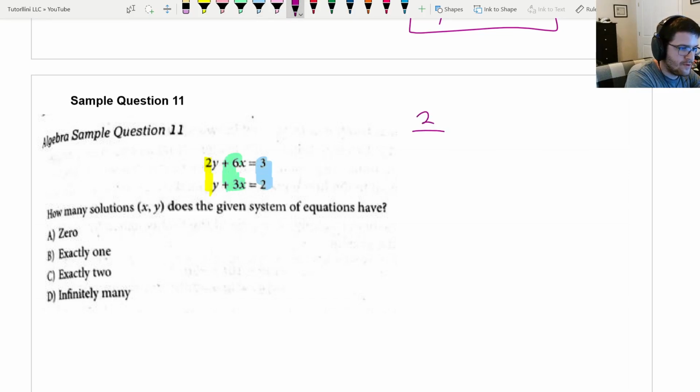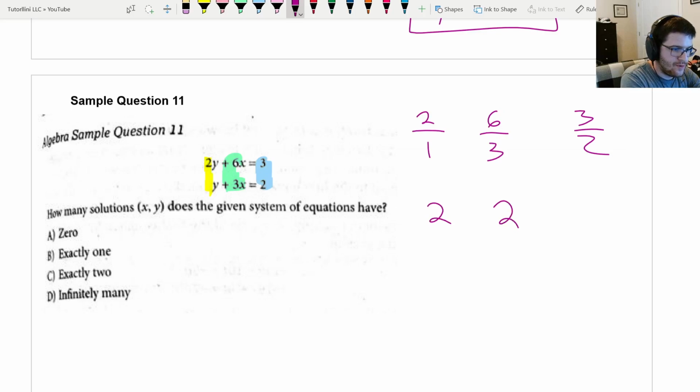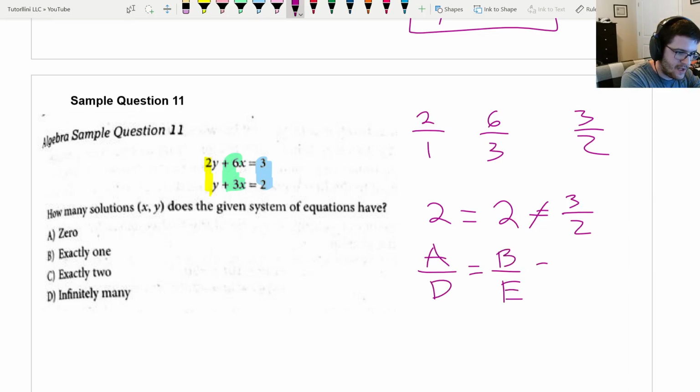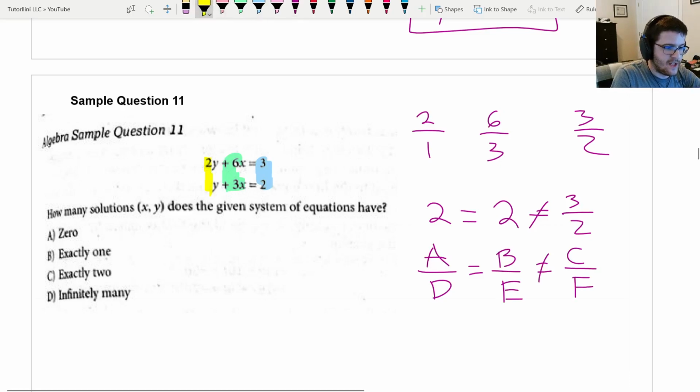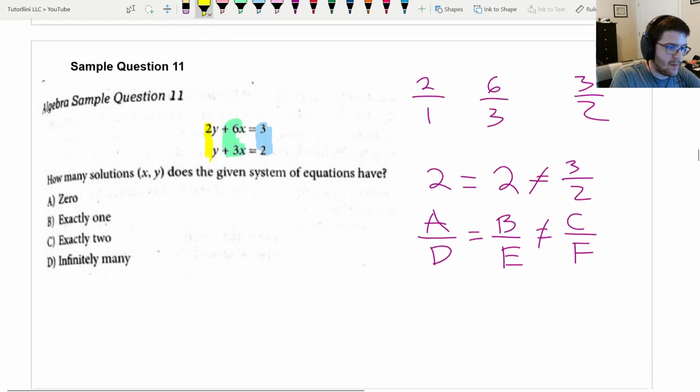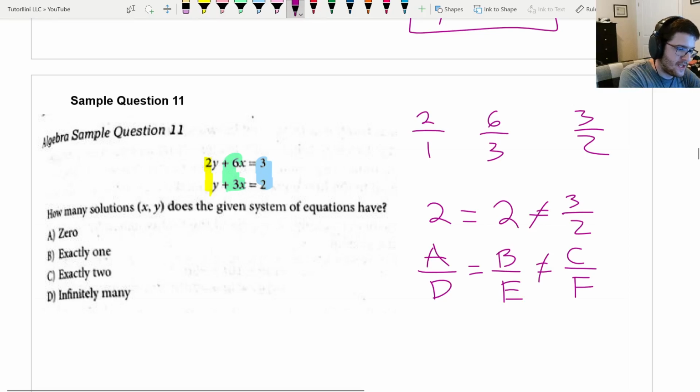So 2 over 1, 6 over 3, and 3 over 2. Okay, so simplify. So now that's 2, 2, and 3 over 2. These guys are equal, but these guys are not equal. So this looks an awful lot like A over D equals B over E, which is not equal to C over F, which tells us they have the same slope, but different y-intercept, which tells us they're parallel, which tells us they have no solution.